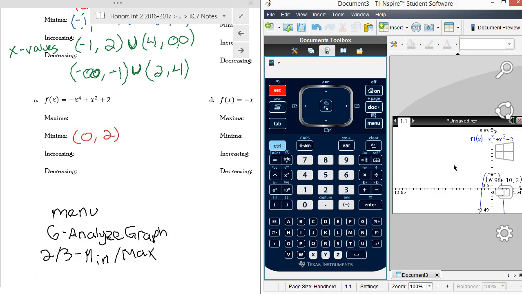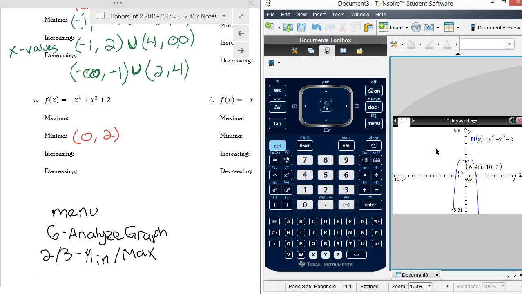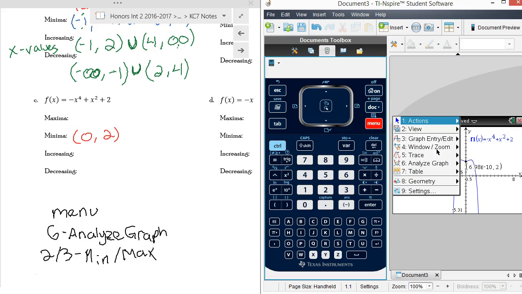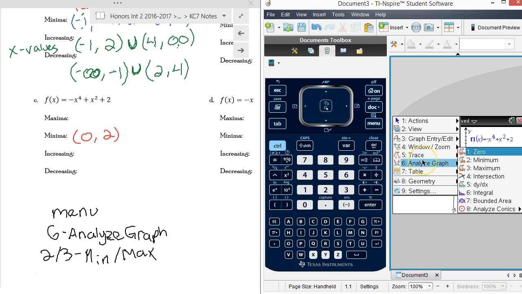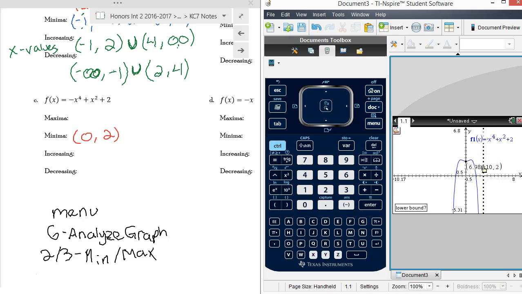Now looking for our maximum. So menu, analyze graph. I'm now going to look for my maximum. And again, there's 2 of them. I got to do each one at a time. So I'm going to look for the left one first. Just to the left, hit enter. Just to the right, hit enter.